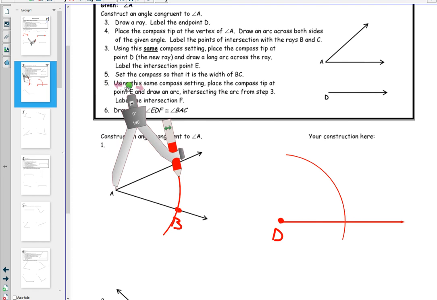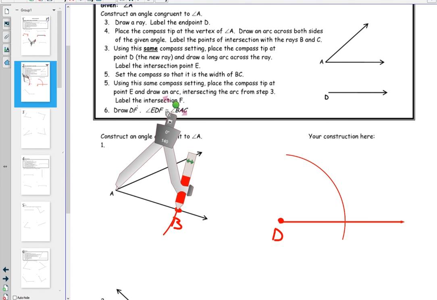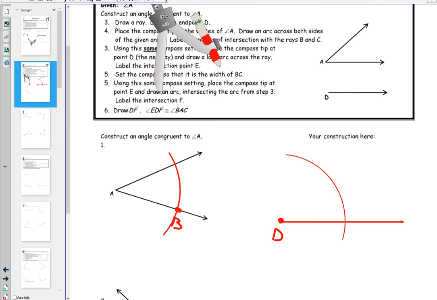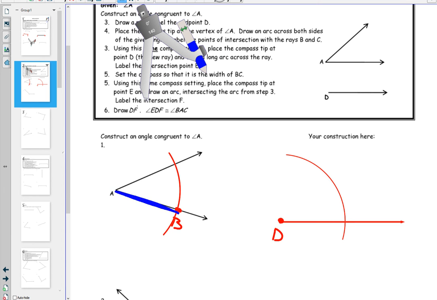So, measure the distance from A to B. But when you do that, let's go ahead and actually spin it around to get it to reach the other ray. And then just do the same thing over here with D. If you're looking at your paper, you should have drawn two arcs that were the same distance from whatever A to B is. Do that with that same exact distance.